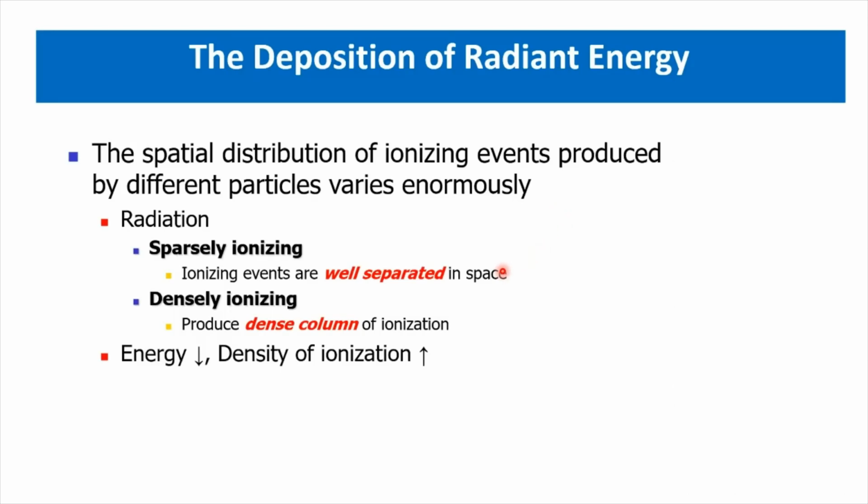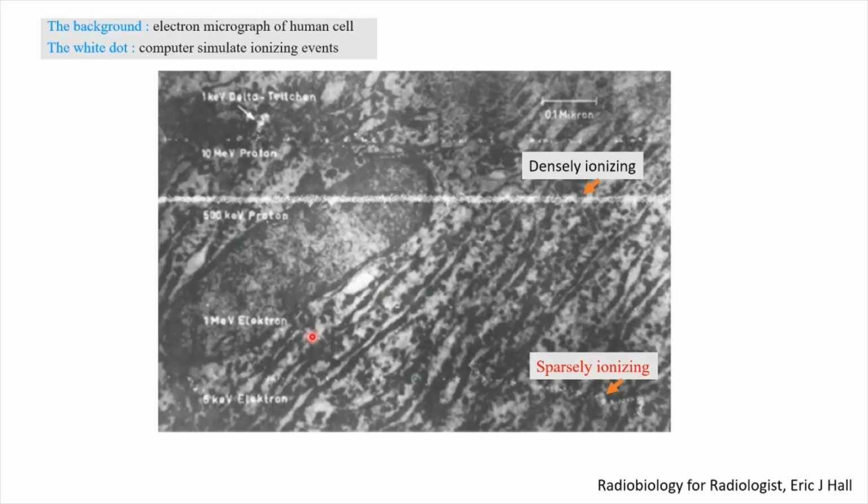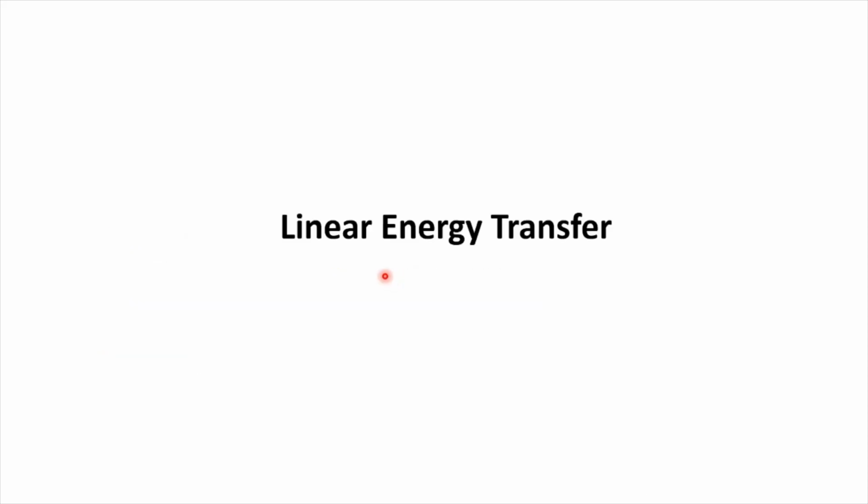And also one more thing, as energy goes down, the density of ionization increases over here. So as energy is less, the density of ionization is higher, but as energy goes up, the density of ionization goes down. Okay, now the next topic of discussion is linear energy transfer.